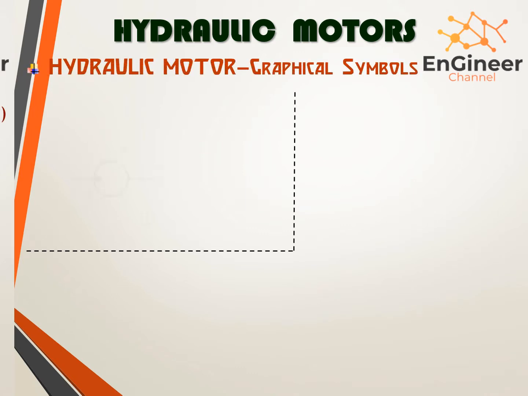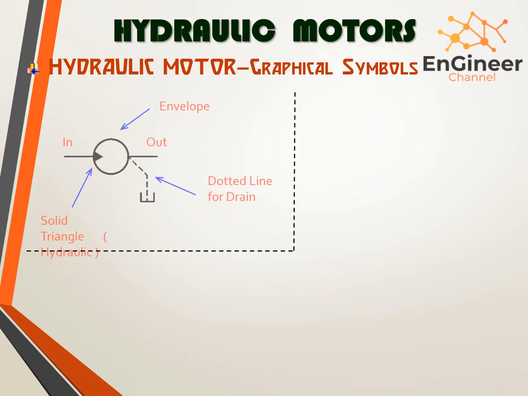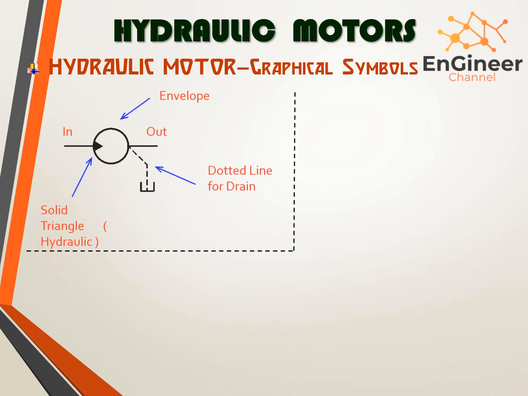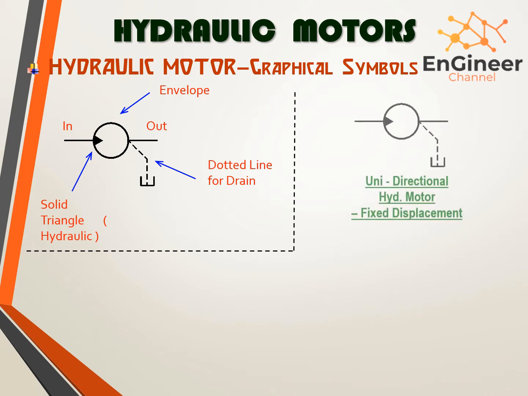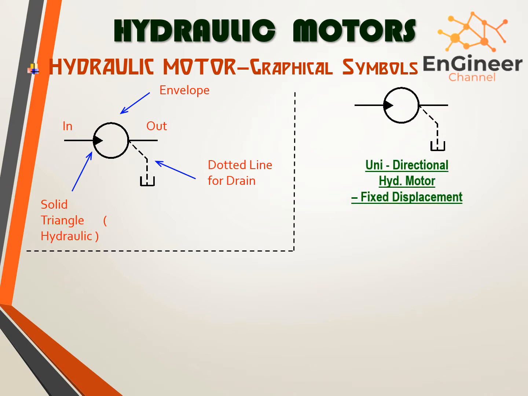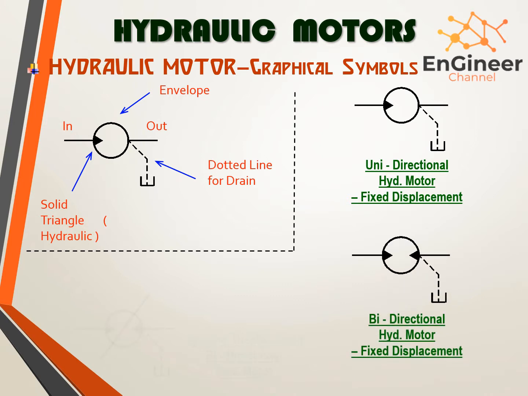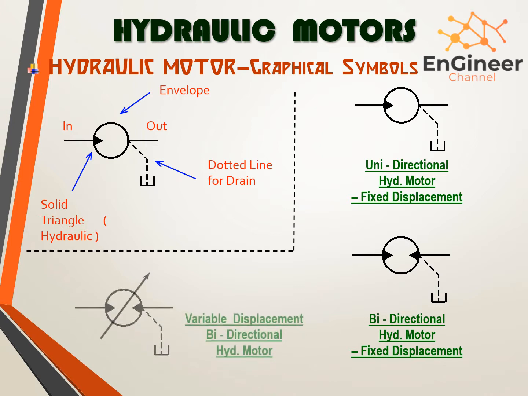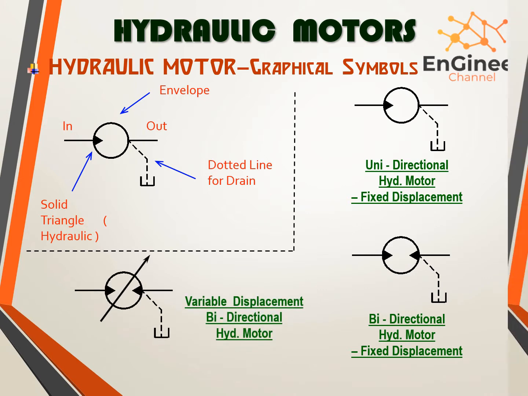Now let's see hydraulic motors, the graphical samples. This is the first one, like you see, this is in, out, the solid triangle, it's the hydraulic, this is the envelope, and this is the dotted line. The first sample on the right is the unidirectional hydraulic motor, it's a fixed displacement. The second one is the bidirectional hydraulic motor, also fixed displacement, and the third one is the variable displacement bidirectional hydraulic motor.